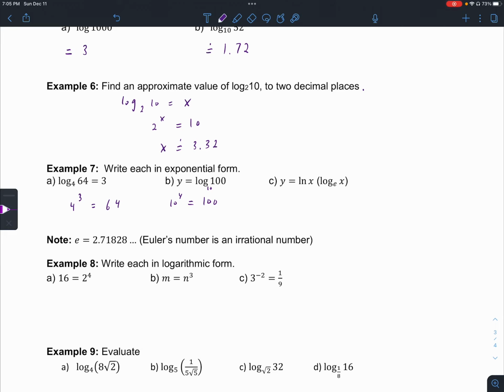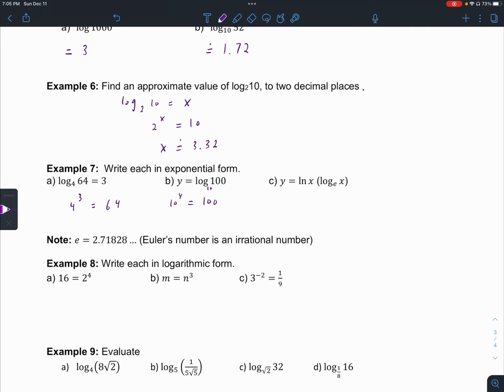Now this one is interesting. y is equal to ln of x. So ln stands for natural logarithm, and what ln is, it's log to the base e of x. e is known as Euler's number, named after the famous mathematician Leonhard Euler. e is an irrational number. It's approximately 2.71. It's kind of like pi.